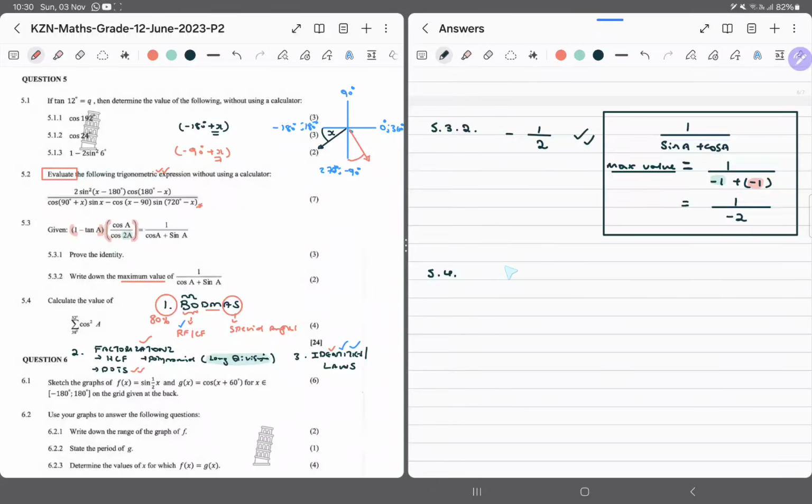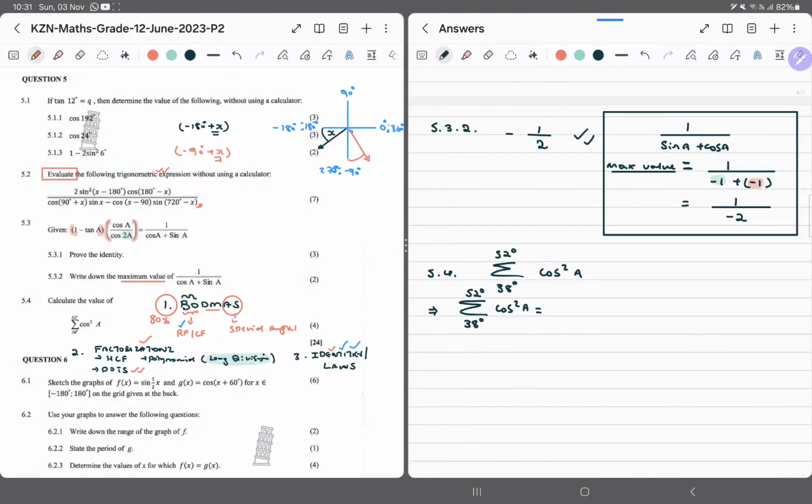5.4, we've got sigma starting from 38 degrees to 52 degrees of cos squared angle A. Now this is sequences and series, okay? So think about it. Like I said, trigonometry is more like algebra. In fact, it's algebra. Think about that always. So this is sigma starting from 38 degrees to 52 degrees of cos squared A.